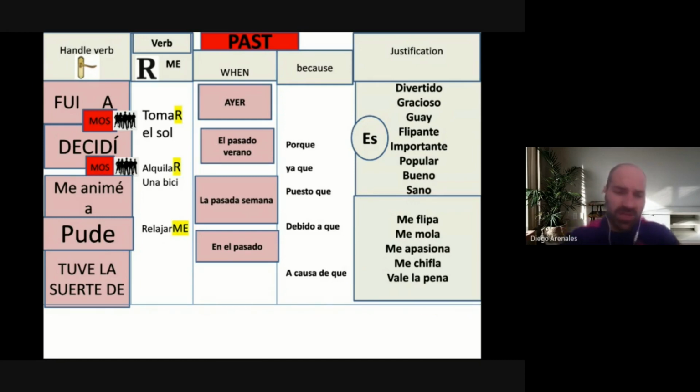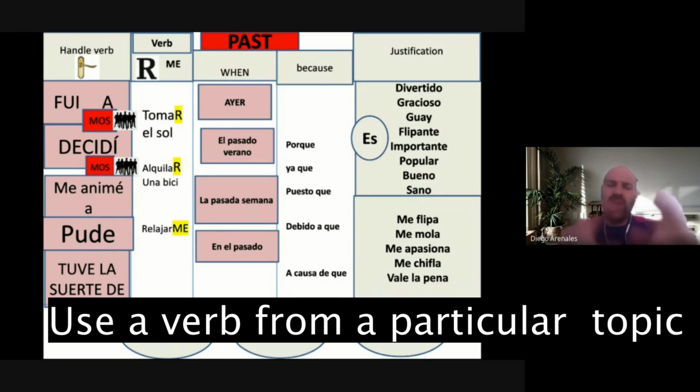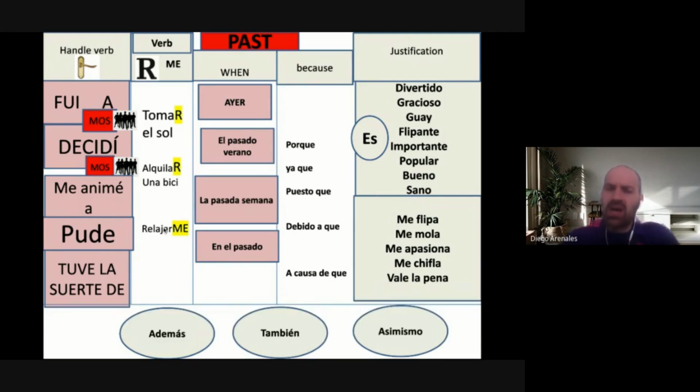At the bottom, you can see here different ways to say also in Spanish: además, también, or asimismo. So you can start your sentence and use another handle verb to express your past activities. Now, the most important part of this frame is that you can adapt it to different topics depending on what you've been asked in the exams. For example, here we're talking about holidays because these verbs are related to the holidays topic.